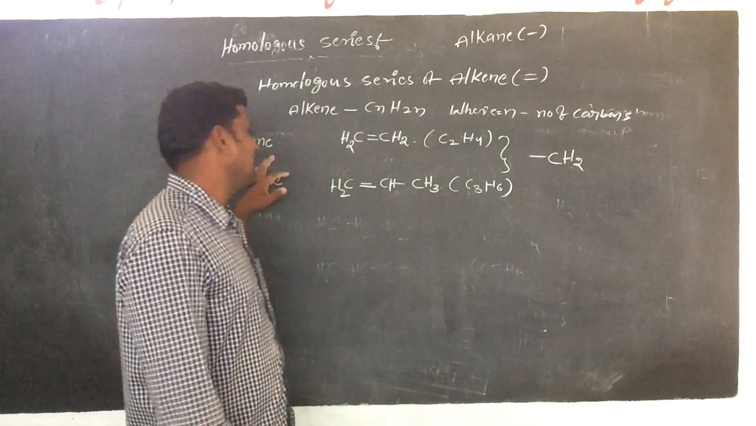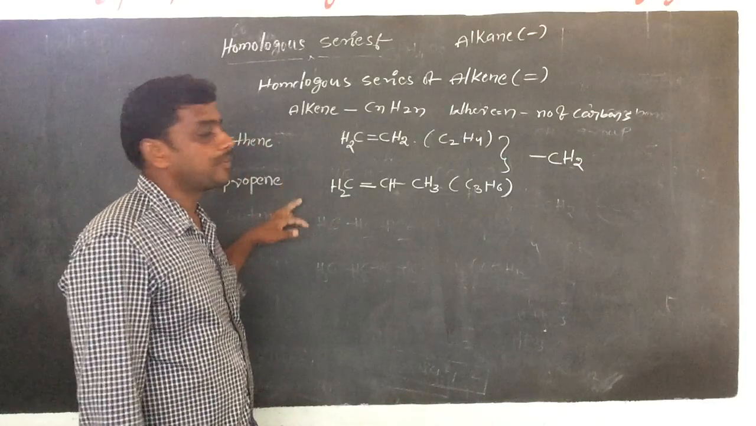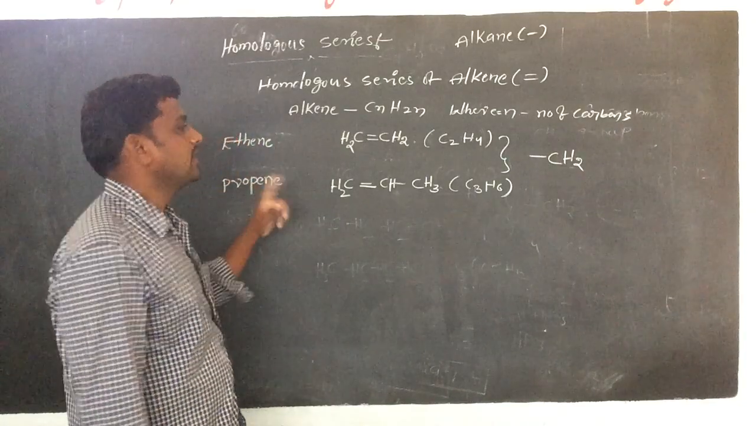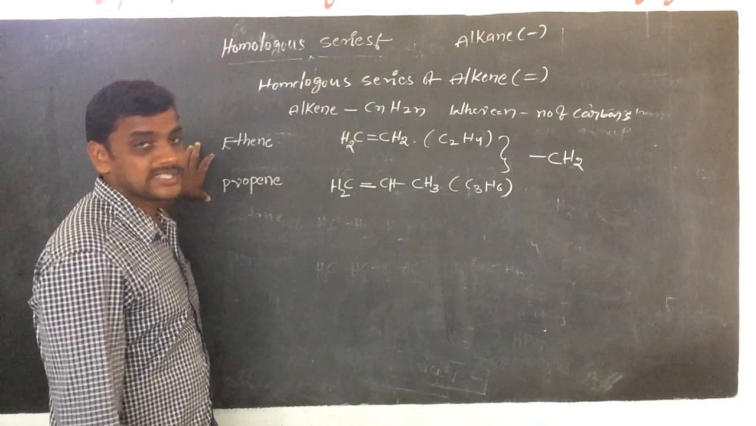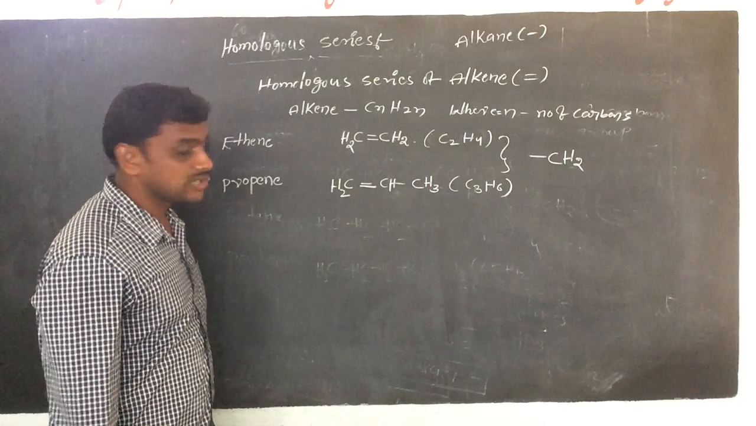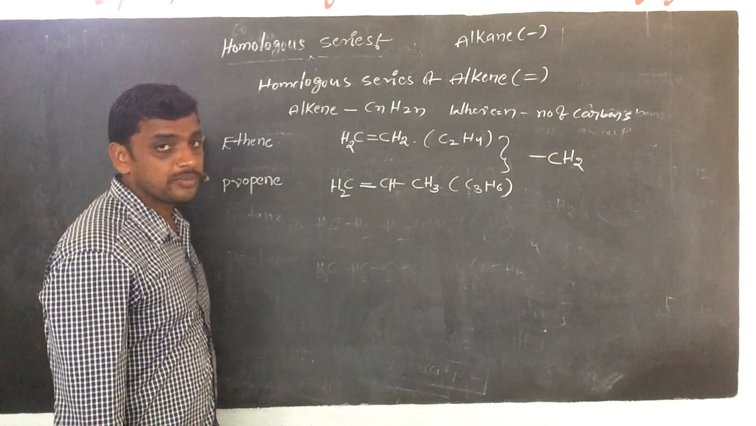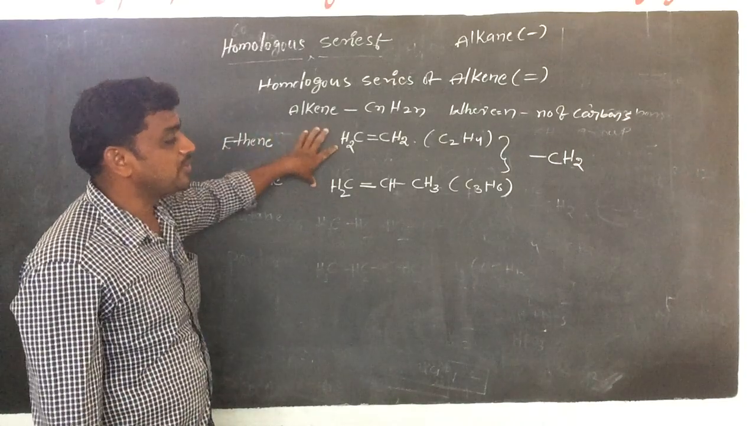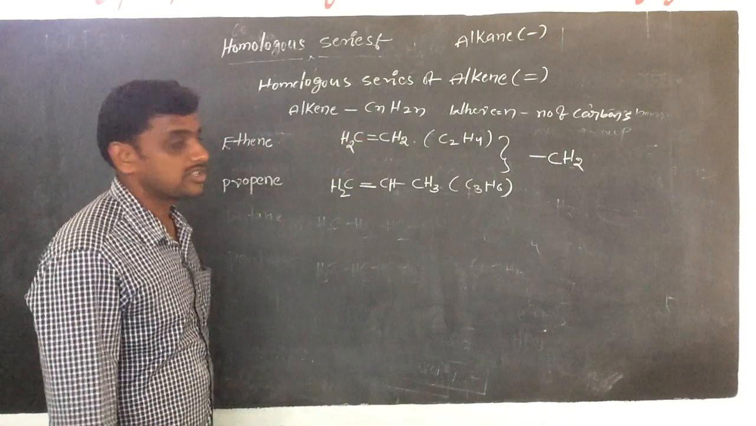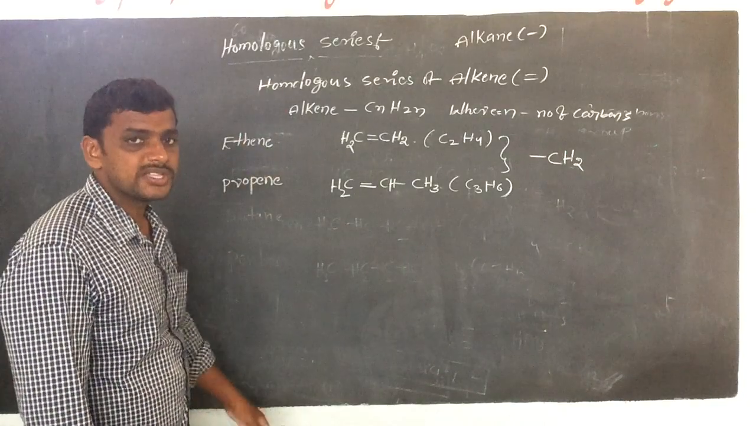These two compounds, ethene and propene, differ by a CH2 functional group. So these two are successive compounds, and a series of compounds in which two successive compounds differ by a CH2 functional group is called a homologous series.